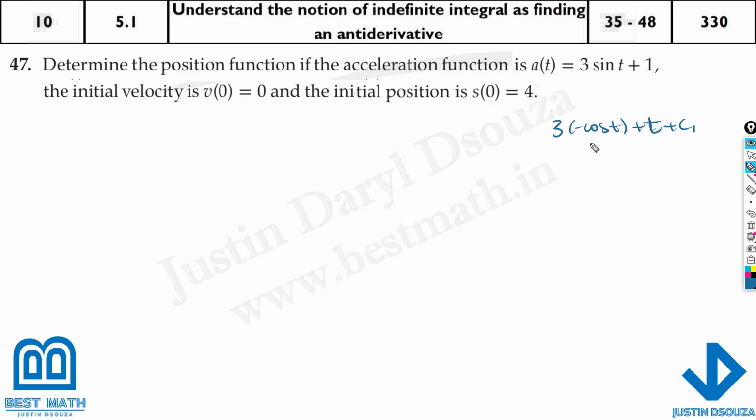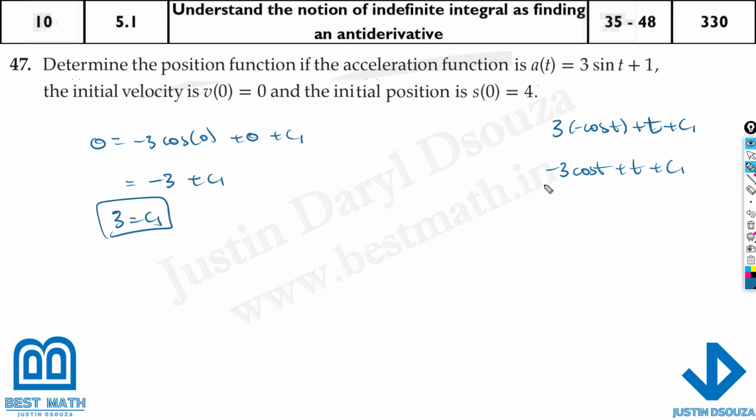What happens here? We get velocity, and they have given the velocity value. So over here, let me rewrite it. Minus 3 cosine t plus t plus c1. This 0 is equal to minus 3 cosine of 0 plus 0 plus c1. And then here all you need to do is solve it. Cosine 0 is 1, right? So it'll be minus 3 plus c1. So 3 is equal to c1, the first constant of integration.